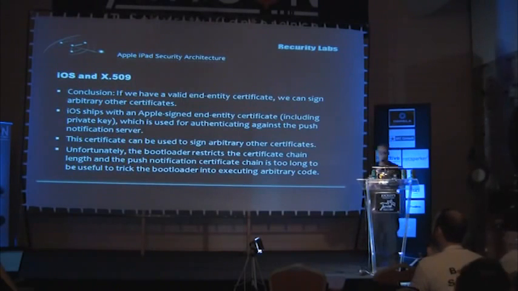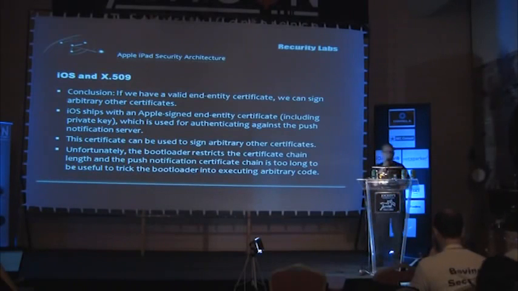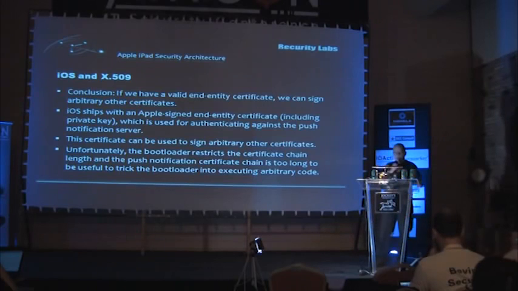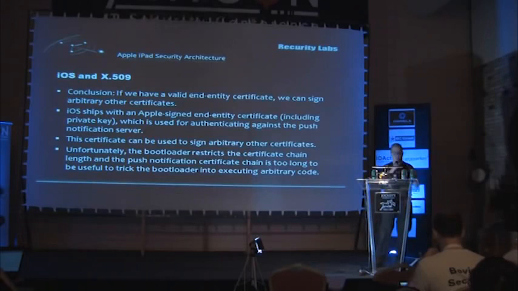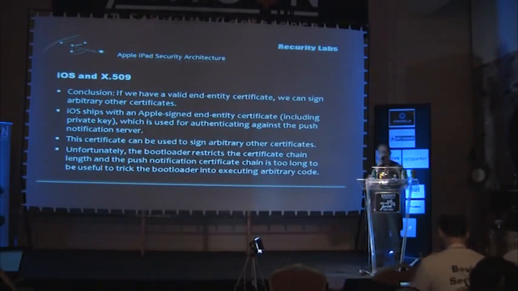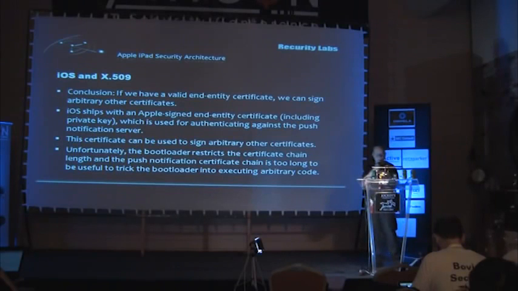Because that means if we have a valid end entity certificate, we can essentially sign stuff which eventually is seen as signed by Apple. So we could do that. Interestingly enough, they're actually shipping a private key and a public key and a signed certificate on every single device, which is used for their push services. However, we found out that the bootloader restricts this whole process to 3 steps. And since they had some intermediate CAs already, we couldn't use that vulnerability in the bootloader.